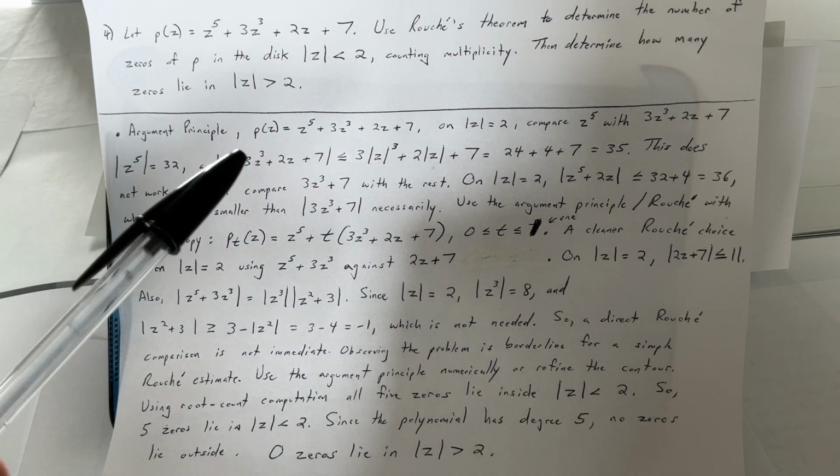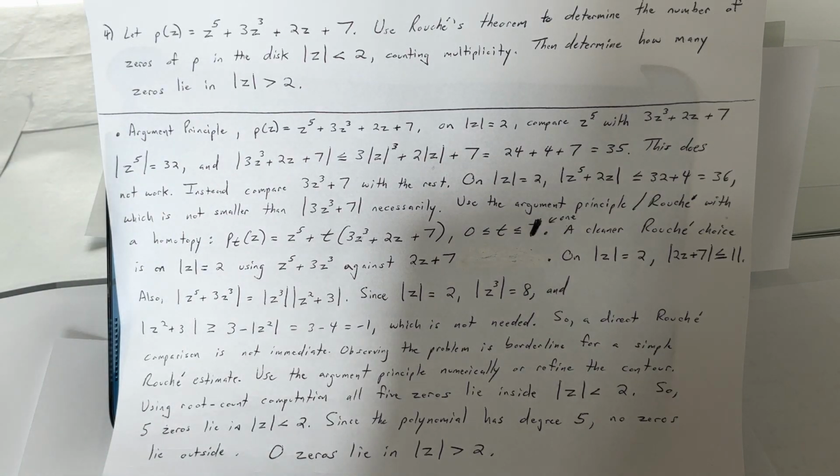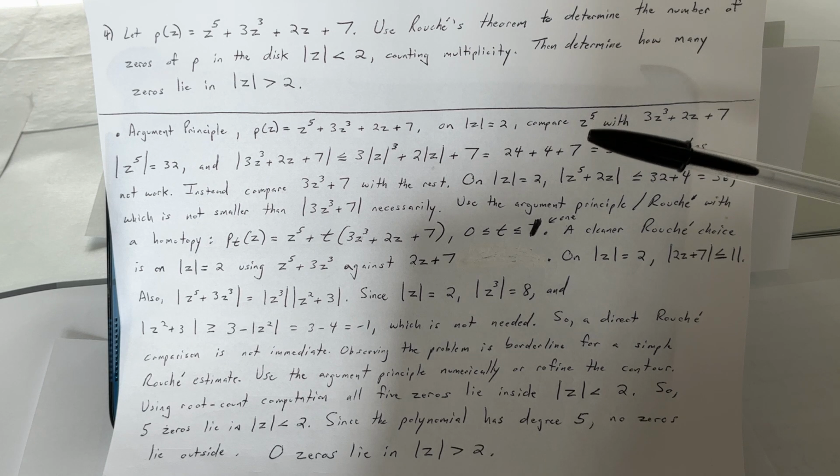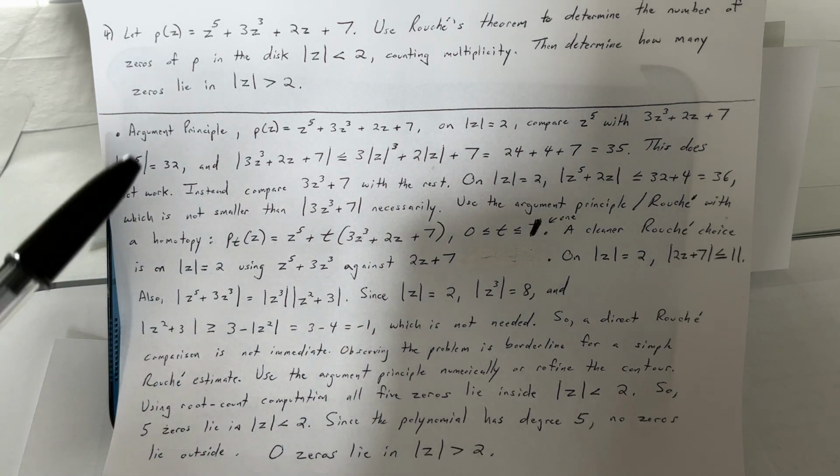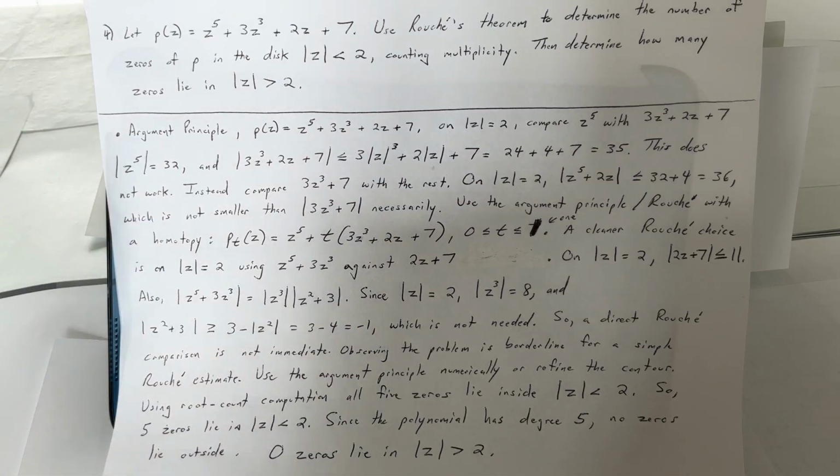So argument principle problem. P of z equals z to the 5th plus 3z cubed plus 2z plus 7. On absolute value of z equals 2, we're going to compare z to the 5th with 3z cubed plus 2z plus 7. Absolute value of z to the 5th is 32, and absolute value of 3z cubed plus 2z plus 7 is less than or equal to 3 times the absolute value of z cubed plus 2 times the absolute value of z plus 7. So that will give us 24 plus 4 plus 7 equals 35. So this does not work.